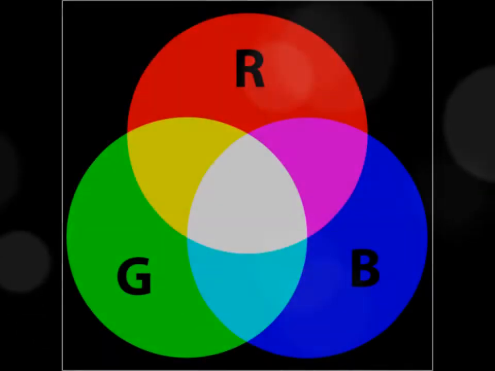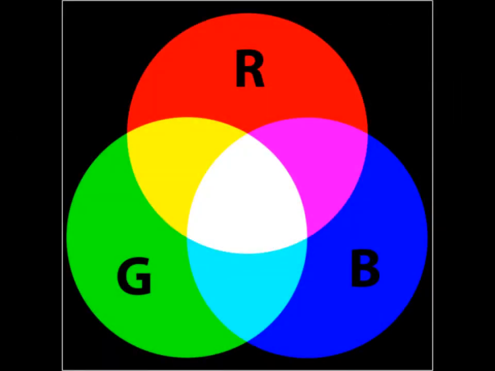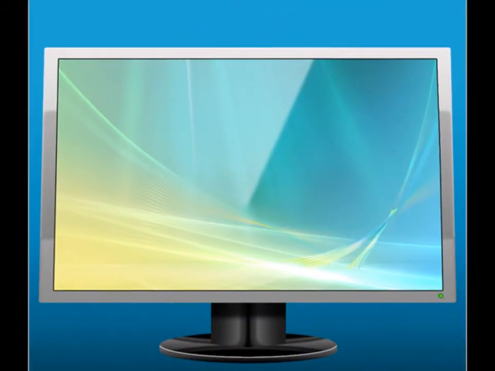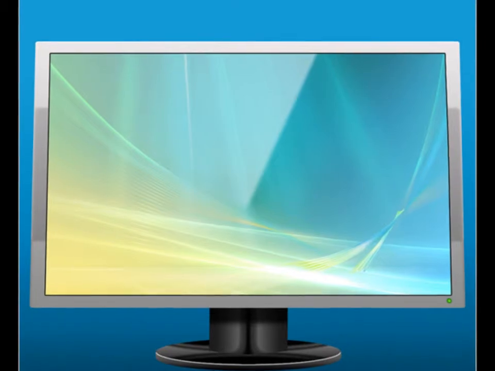The first one, additive color mixing, works with color lights. The 3 primary colors in this mixing are red, green and blue, RGB. We call them primary because they cannot be created by mixing other colors. This is the system used in the screen of televisions and computers.